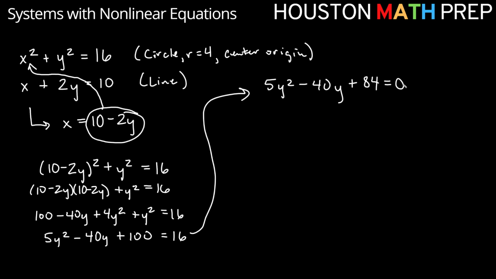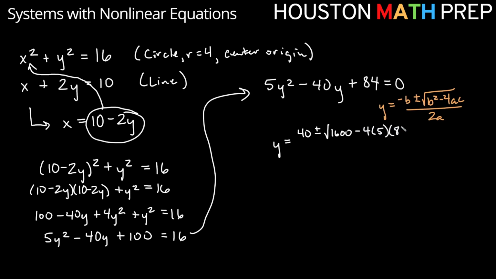So you might remember the quadratic formula, but I'll write it out here. In this case, it would be y equals negative b plus or minus the square root of b squared minus 4ac all over 2a. So here we would have y equals negative b, which would actually be a positive 40 here, plus or minus b squared. We get big numbers here, that's okay, 1600 minus 4 times 5 times 84, all over 2a, which is going to be 10.